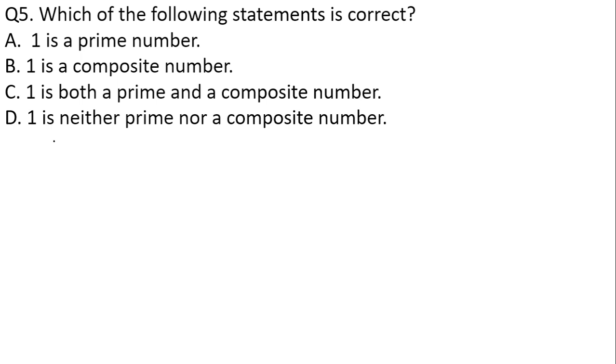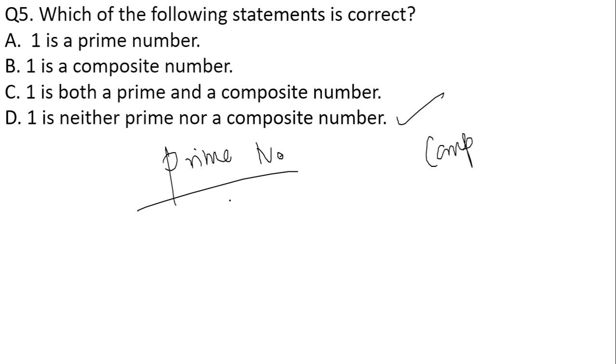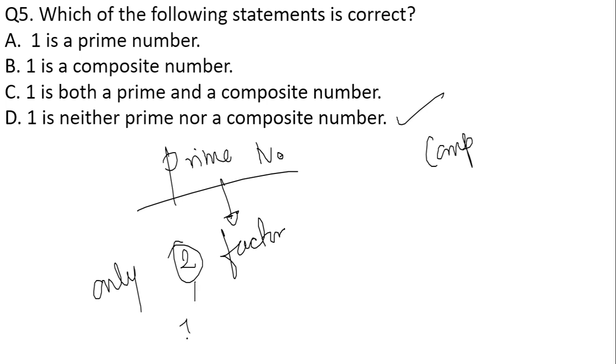Now this question I have already taken in our previous batches as well. Option A is one is a prime number, one is a composite number, one is both a prime number and a composite number, one is neither prime nor a composite number. So the correct answer for the given question is option D, because for that you should understand the definition of a prime number, as well as you should know what a composite number is, right? To be a prime number, a number should have only two factors, and those two factors are first the 1 and the other one is the number itself.